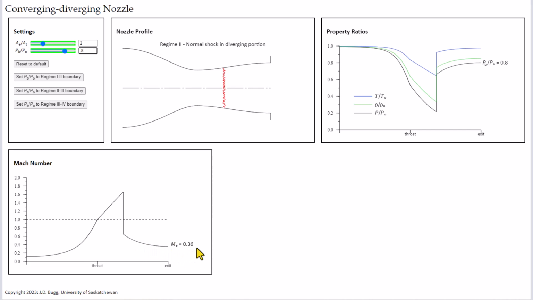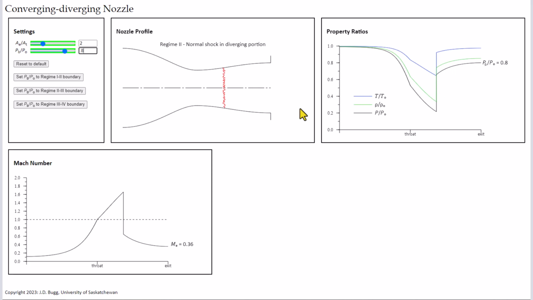If we look at the property ratios, we see they all decrease up to the upstream side of the normal shock. Then there's a sudden increase in temperature, density, and pressure across the normal shock. After the normal shock, we have subsonic flow, so the pressure, temperature, and density recover in the diverging section.